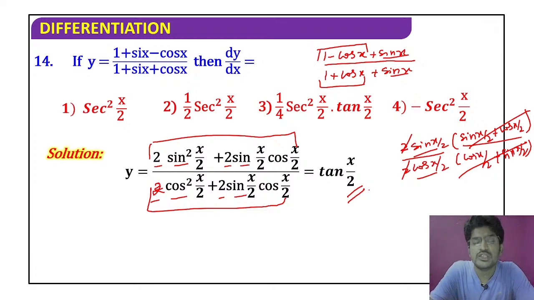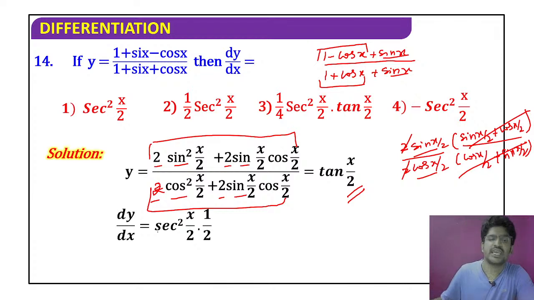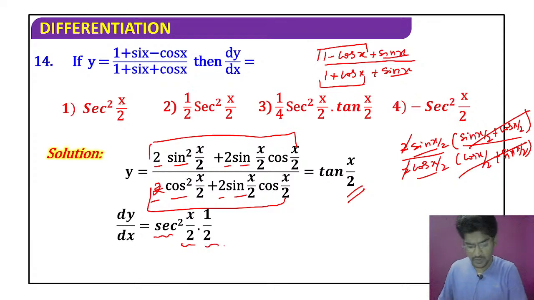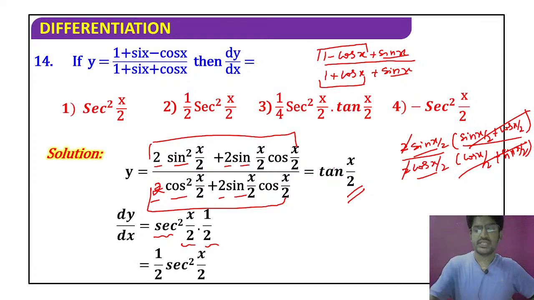Okay. So now if you differentiate tan x by 2, it will be secant squared x by 2 into 1 by 2. Therefore, 1 by 2 into secant square x by 2, that is option 2, is going to be the right answer. Clear?